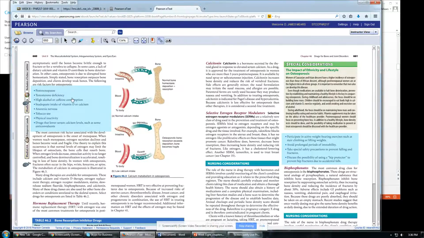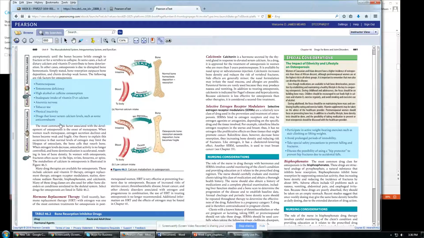Wonderful. All right. And obviously osteoporosis, if you're familiar with that word. It's a spongy bone, or loss of bone mineral and density. The risk factors include postmenopause, testosterone deficiency, high alcohol intake or caffeine consumption. I think a lot of teenagers consume a lot of pop and caffeine. They don't necessarily consume a lot of milk or dairy products. Anorexia nervosa, for obvious reasons. Smoking, physical inactivity, because it's very important that you're stressing and straining the bones to keep them nice and strong. And drugs that lower serum calcium levels, such as anticonvulsants.